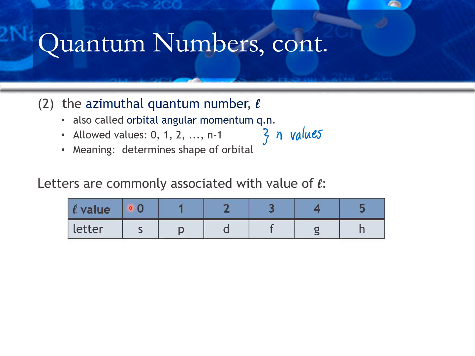Now, we often replace the numerical values of L with a letter code using this sort of encoding table. If L is 0, we say it's an s orbital. If it's 1, it's a p orbital. 2 is a d orbital. 3 is an f orbital. And then it just goes roughly alphabetically after that, which leads some students to ask, well, why didn't they just do it alphabetically from the beginning and have it A, B, C?